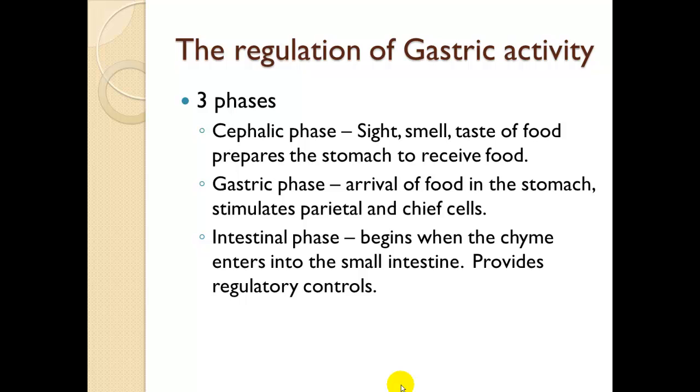The gastric phase: the arrival of food in the stomach stimulates parietal and chief cells whenever it enters the stomach. And then we have the intestinal phase. It begins when chyme enters the small intestine and provides regulatory controls, because whenever the chyme enters the intestine, we don't want the stomach acid secretions to continue at that point.